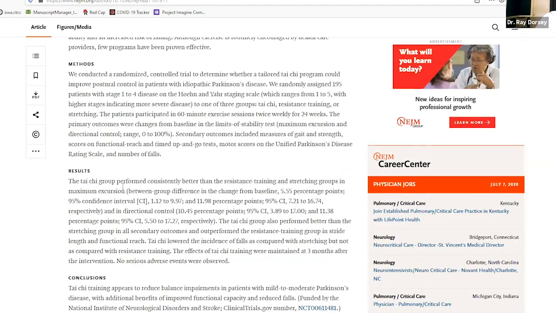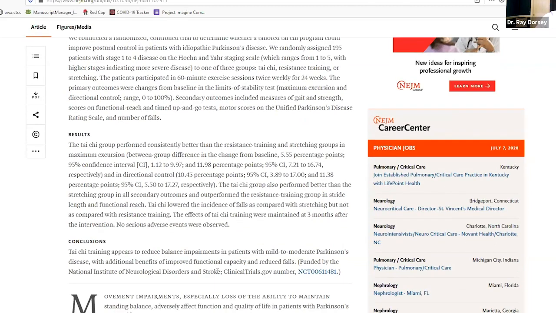and the Tai Chi group consistently performed better than resistance training and stretching groups in the maximum excursion and directional control. The Tai Chi group also performed better than the stretching group in all secondary outcomes and outperformed the resistance group in stride length and functional reach. Lower incidence of falls as compared with stretching, and they were maintained at 3 months after intervention. And the best part, no serious adverse events. But these are the types of things that can be measured. Physical therapists will have others, but these are some of the functional outcomes that were included in that study.